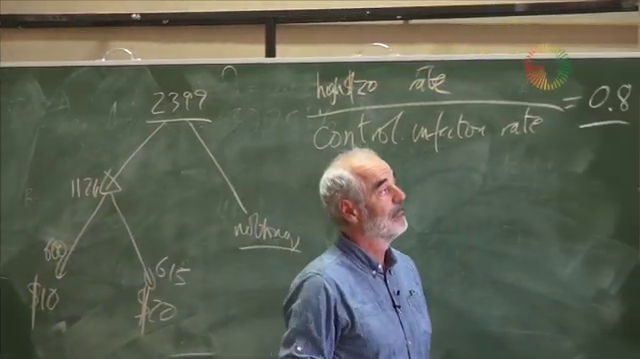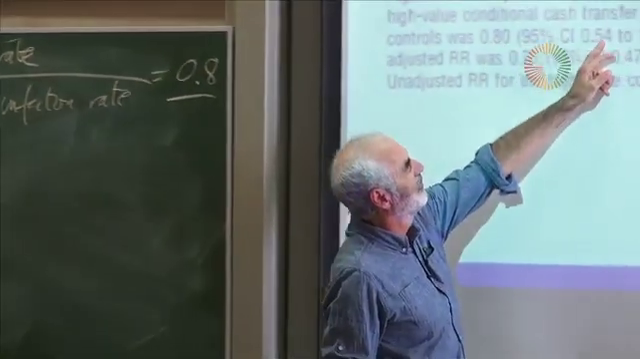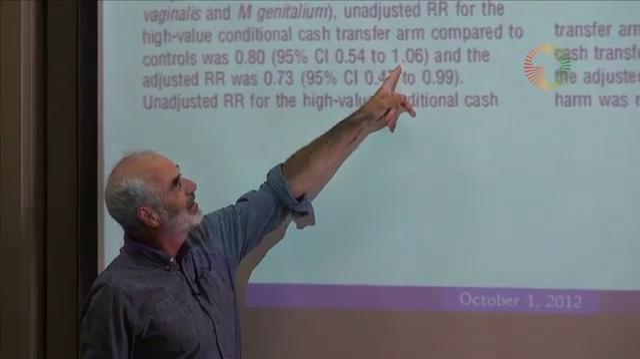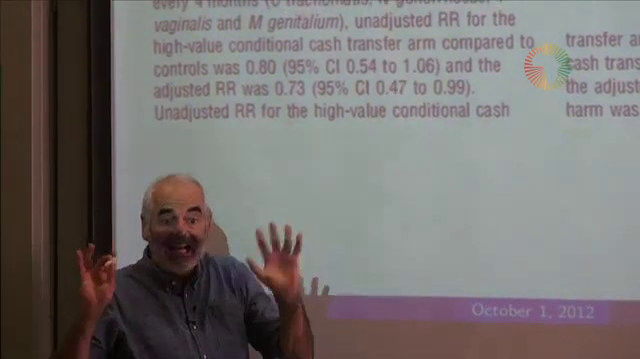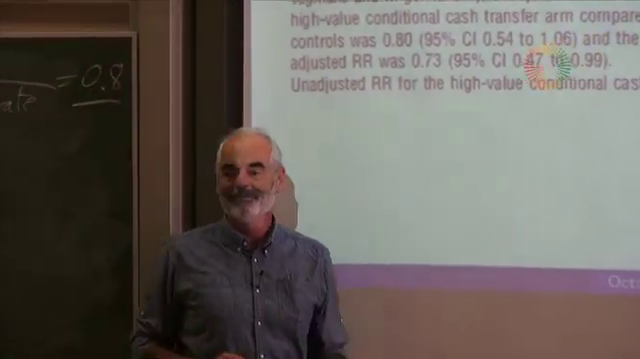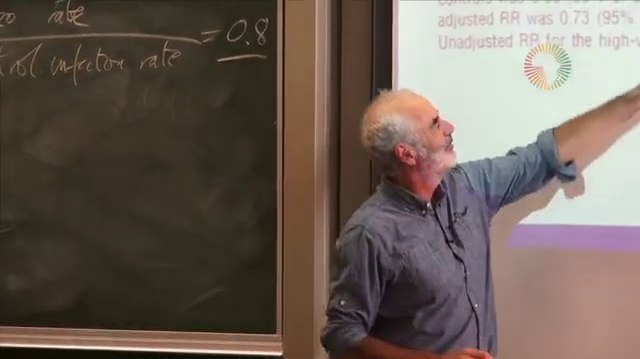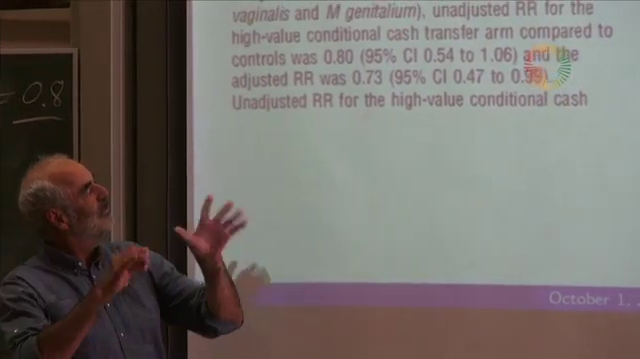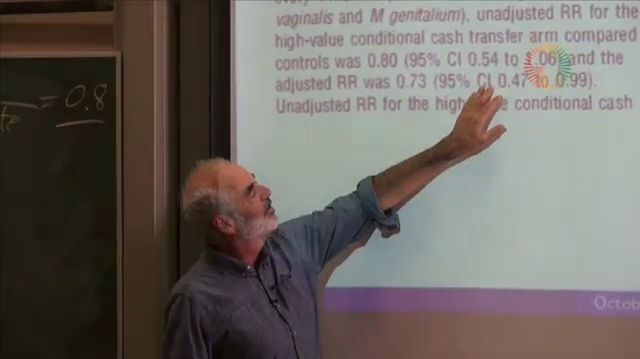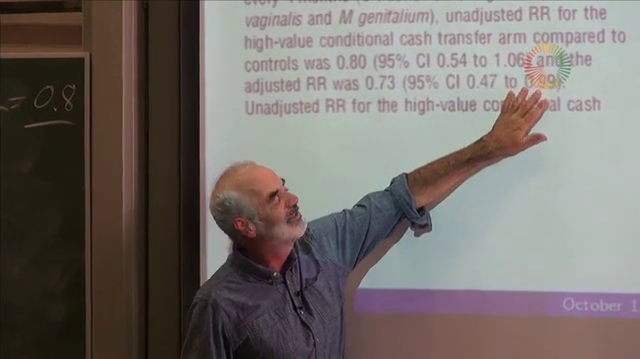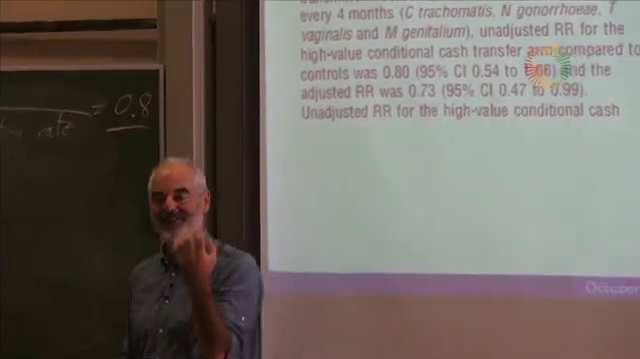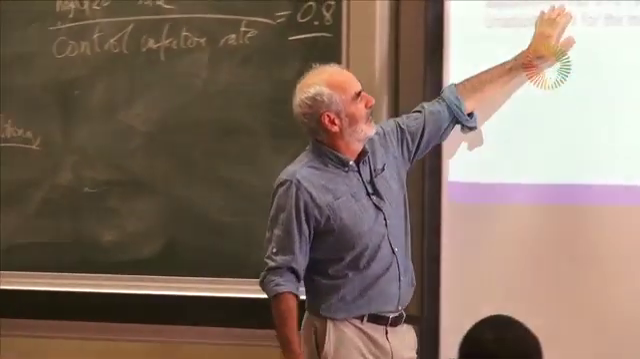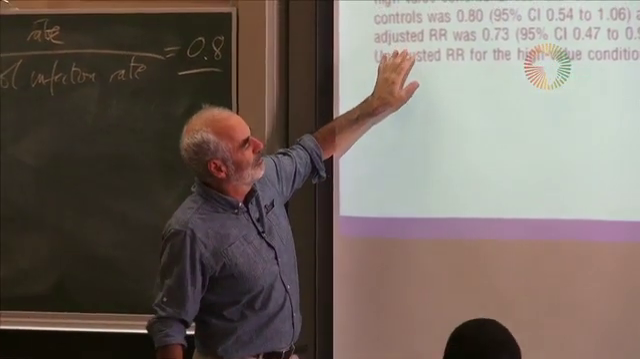But notice they got a confidence interval of 0.54 to 1.06. It includes 1, so P is not less than 0.05. But by doing some statistical adjustment, they bring the confidence interval to just not include 1. Remember, that's the magic thing: get your confidence interval to show there is a significant effect. We'll talk about the adjustment later on.